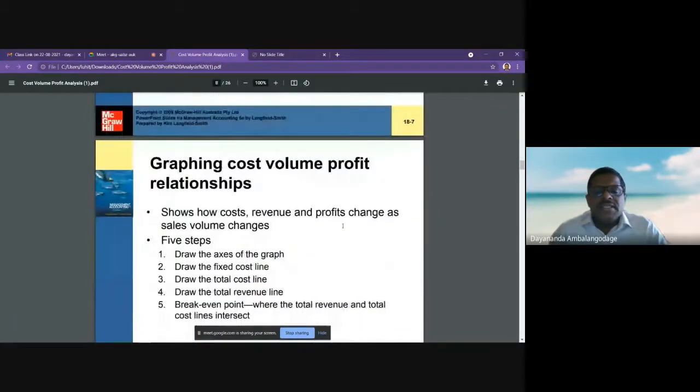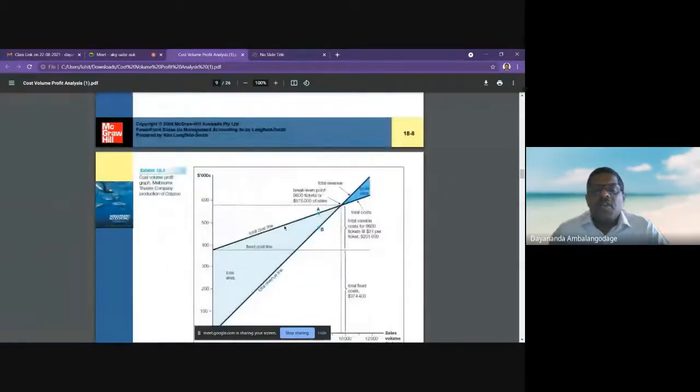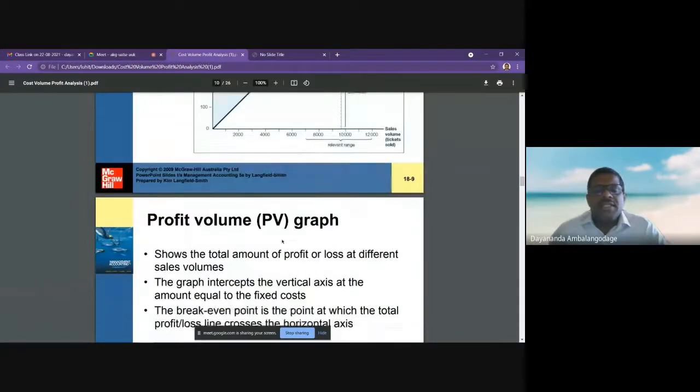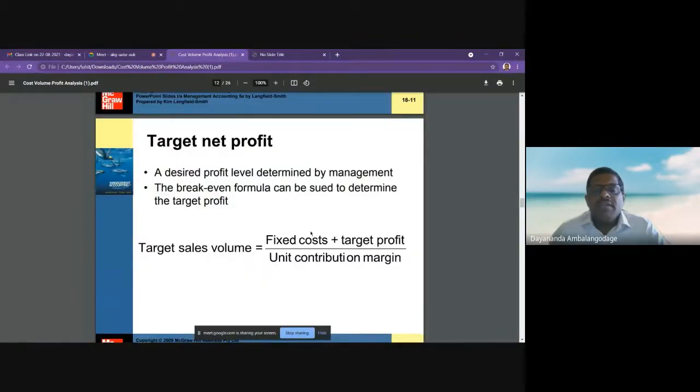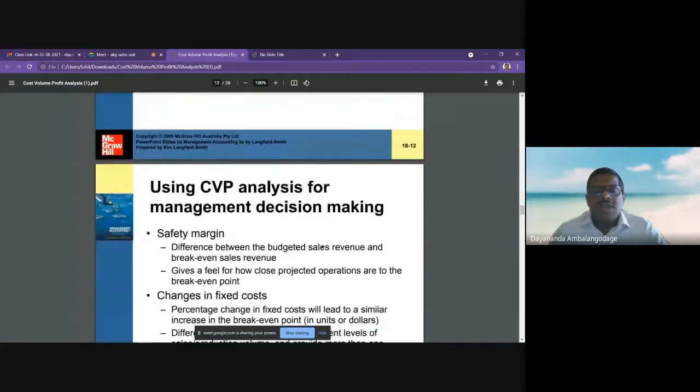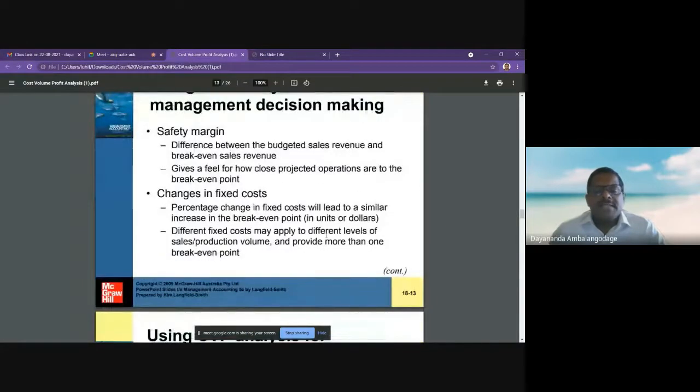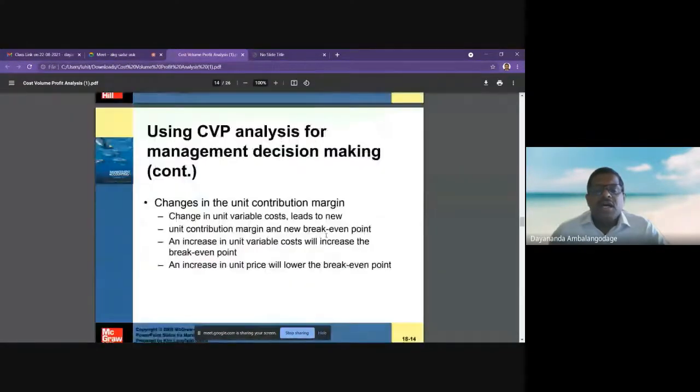Then of course we discussed how to prepare the graph. This is the profit volume graph and this is the profit chart, and we also discussed the target profit story, fixed cost plus target profit and unit contribution margin. Then we discussed the margin of safety.